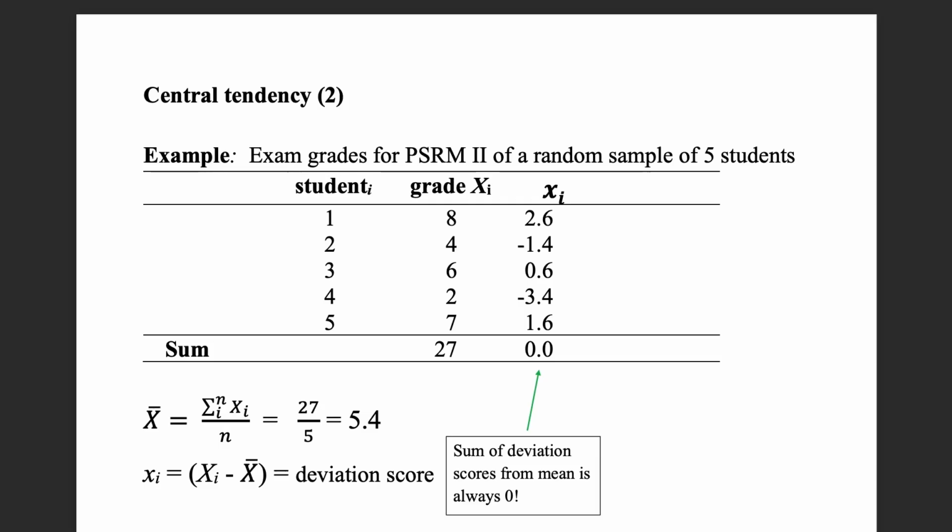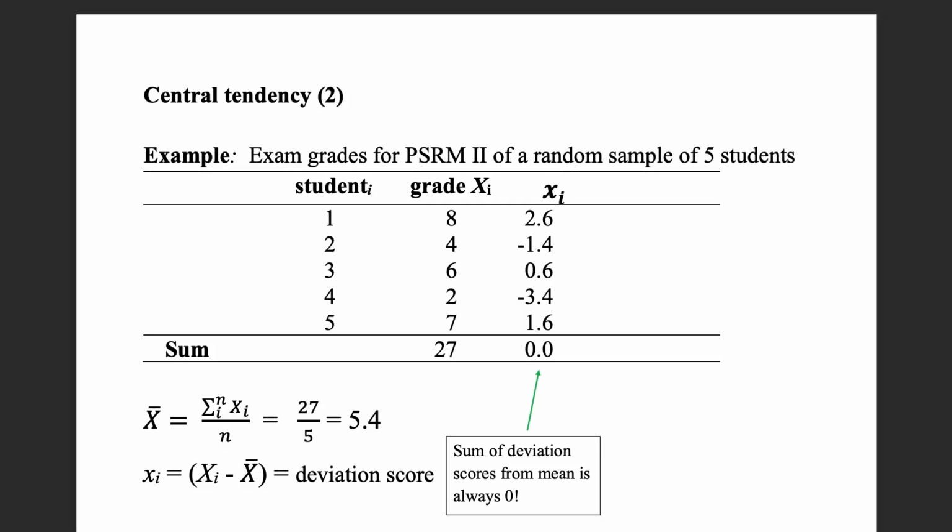So yeah, it would be nice if somehow we could get a number that tries to quantify these deviation scores, the sum of those deviation scores, that isn't 0. And of course, there is a trick to do that, and it's a trick that's very often used in mathematics and in statistics.